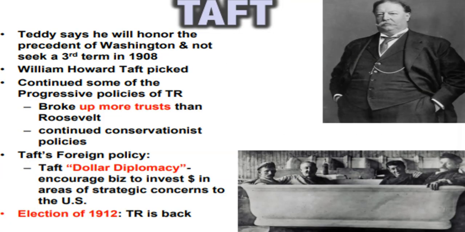William Howard Taft became the president after Theodore Roosevelt. Theodore actually said that he was going to honor the precedent of George Washington and not seek a third term in office in 1908. So William Howard Taft became the candidate, and he actually became the president of the United States.